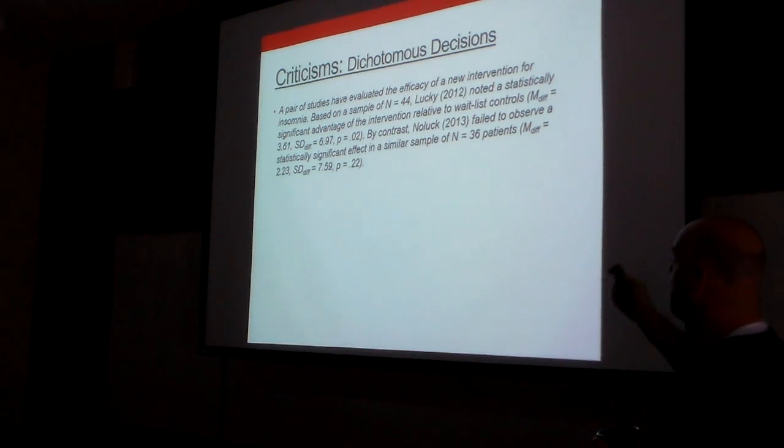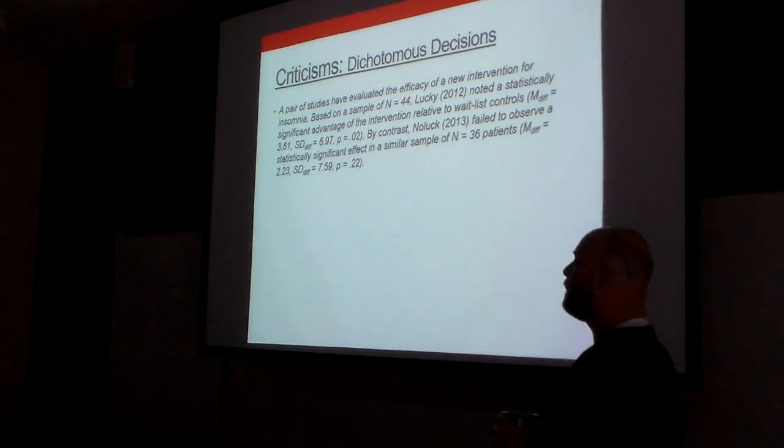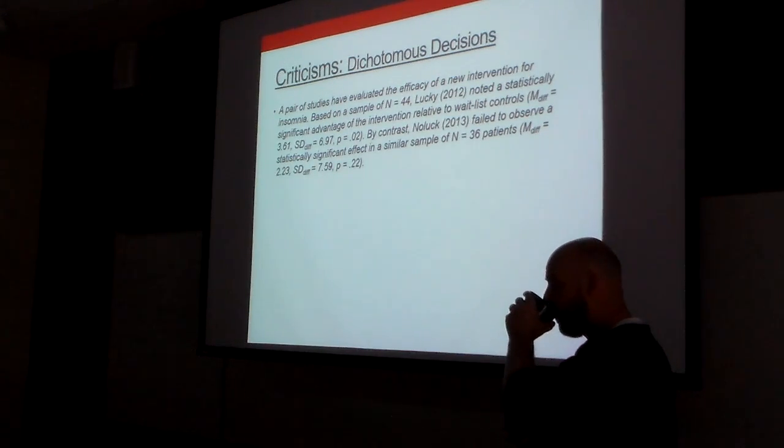Okay. By contrast, No Luck 2013 failed to observe a statistically significant effect in a similar sample of 36, with a mean difference of 2.23, standard deviation of the difference about 7.6, and a p-value of 0.22. Okay. So Kate, are we saying that these studies have found completely different outcomes?